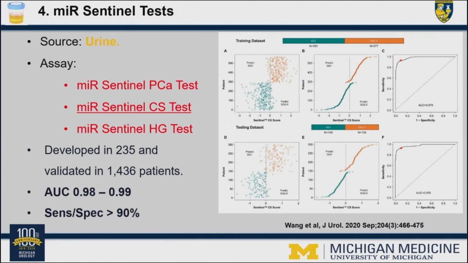And the area under curve is 0.98 to 0.99, but we're still awaiting a robust validation data set, because I think one of the unique findings in this particular cohort is its sensitivity and specificity that is more than 90%.